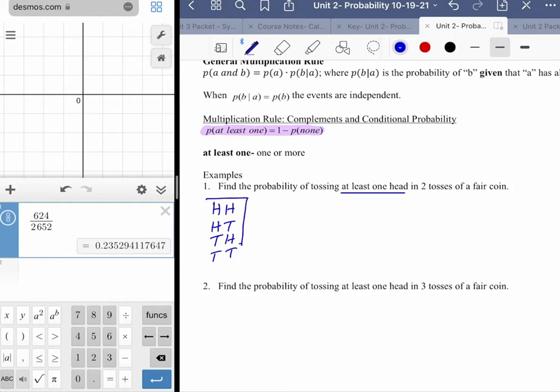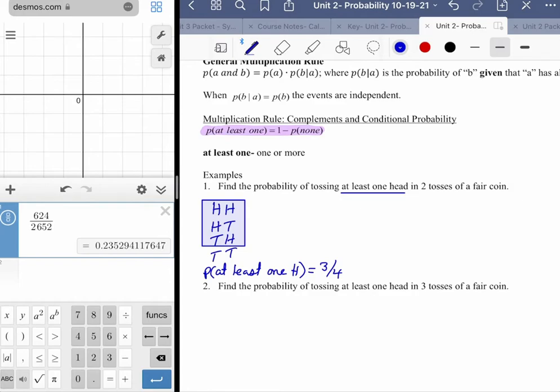So 3 out of the 4 instances here involve at least 1 heads. So the probability of getting at least 1 heads would be 3 out of the 4 possible arrangements of heads and tails. All right. Now we could also look at it a different way.